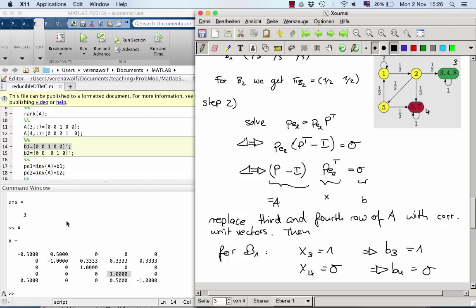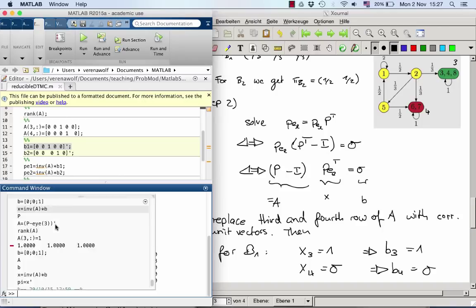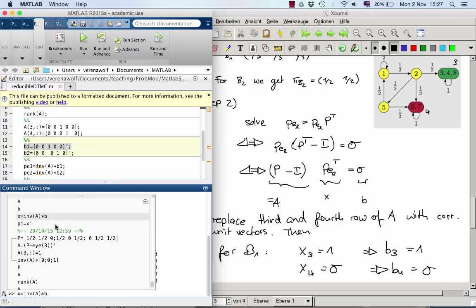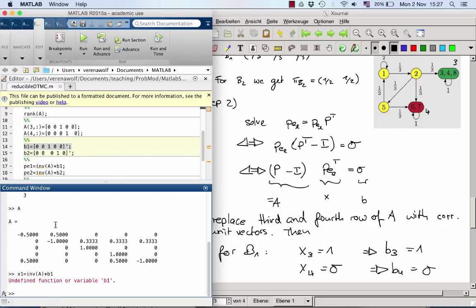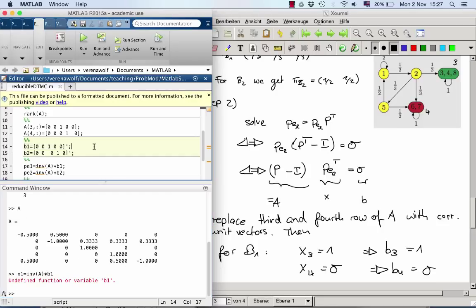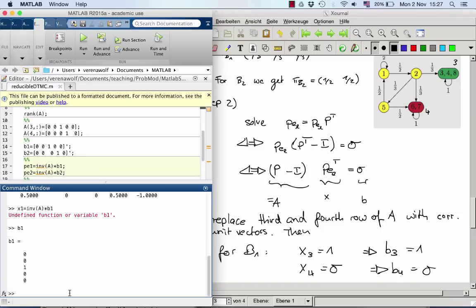Okay, and now we can do our first computation. We compute this one with B1. So that will be our first x vector. Sorry, I have to carry this out. Here I've done it. Okay, let's carry this out and see what's the result. So first here's B1. And now I want PE1.